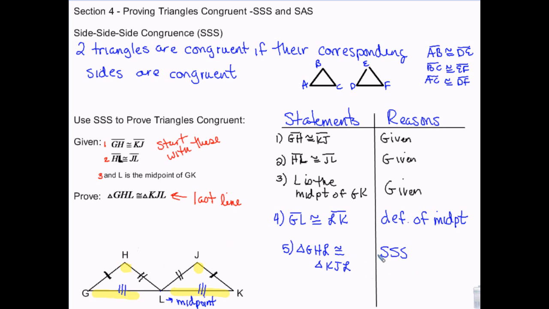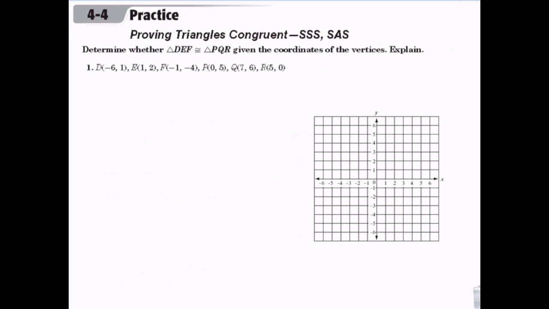You have to come up with the reason, and then you'll have to fill in a couple lines in the middle. With triangle proofs, usually one or two. In the past, I've had you guys do this with the distance formula. I'm going to show you now how to do it without the distance formula.